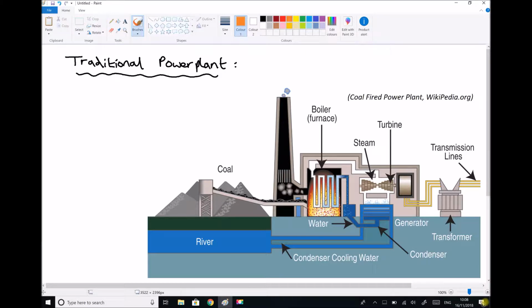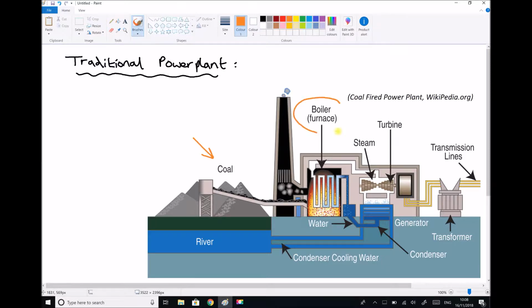So here we have a diagram of a traditional power plant, and over on the left-hand side, we have our coal. Now we know that in a traditional power plant, we're burning coal to produce electricity, but there's a process that has to happen in order for that to occur. Now coal contains a huge amount of energy, and what we need to do is release that energy, but turn it into a workable form. And the way that we do that is by taking water and turning it into superheated steam.